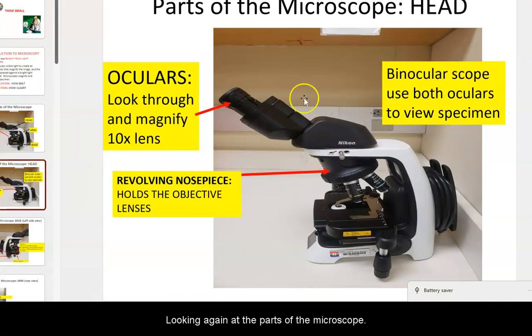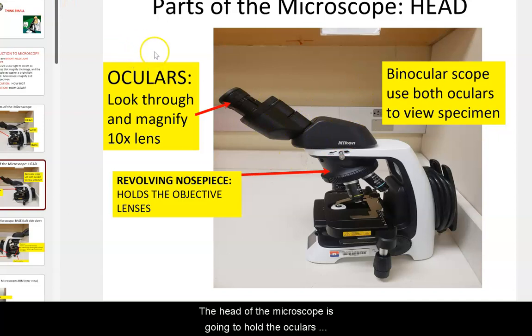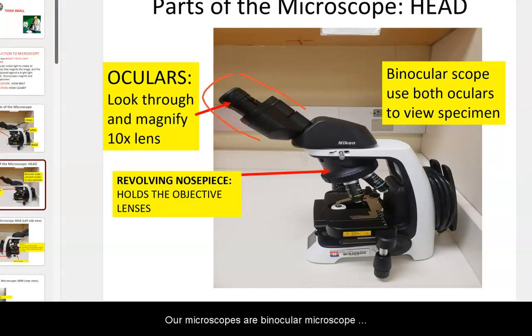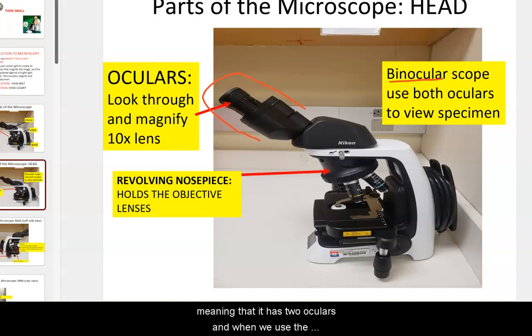Looking again at the parts of the microscope, the head of the microscope is going to hold the oculars. The oculars are the contraptions that we're going to look through when looking at the specimen. Our microscopes are binocular microscopes, meaning that it has 2 oculars. And when we use the microscope, you should always use both oculars.